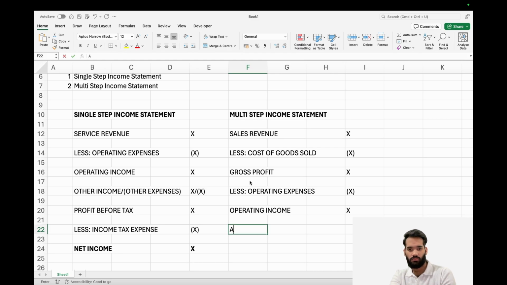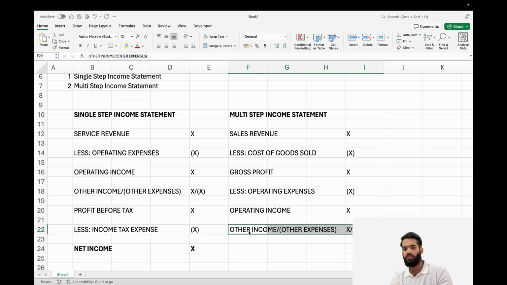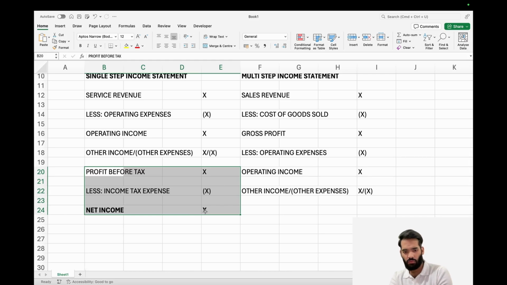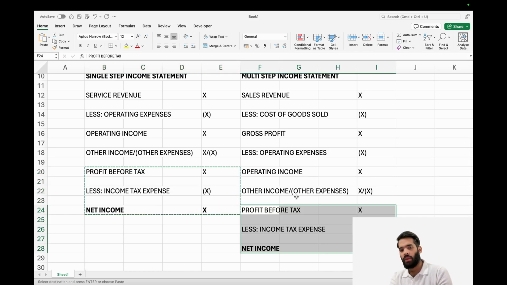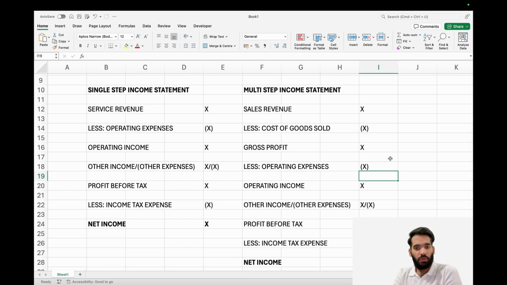All right. Or rather, I'll just say, like I said here, I think this is a very helpful way of showing this. And then profit before tax and everything else is the same, because we already come to the main number we wanted to find. There you go. Okay, so I hope you are seeing it's a little bit longer than a single step income statement, because rather than just doing sales revenue minus operating expenses to find the operating income, we are doing sales revenue minus cost of goods sold.